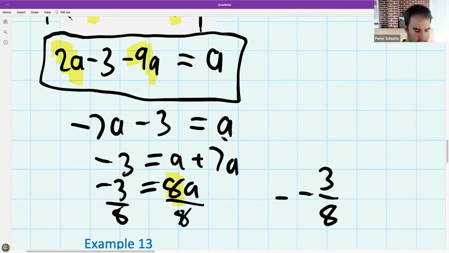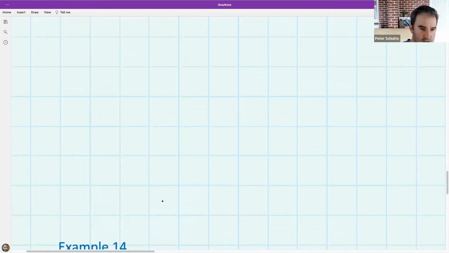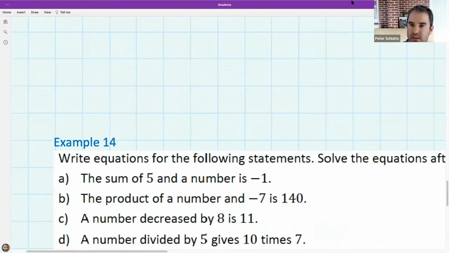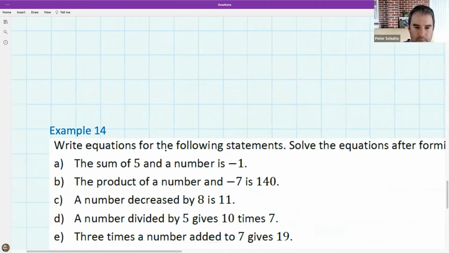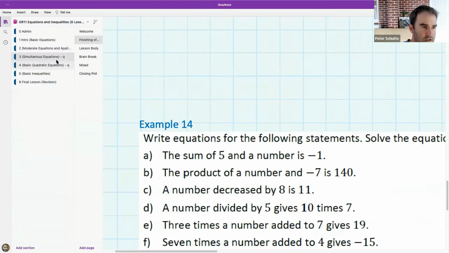Okay, guys, I think I'm going to leave equations with fractions for the moment, and we're just going to touch on one other. Let's see if we can squeeze it in. I'm going to squeeze in word sum things another time. I just want to talk to you about simultaneous equations.